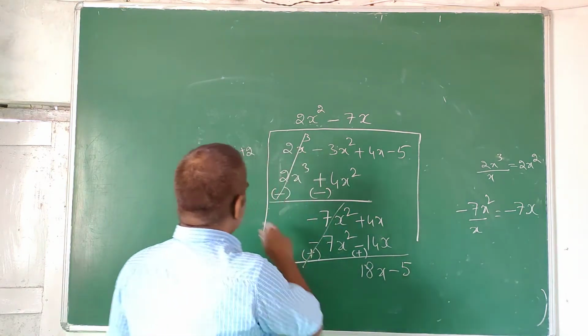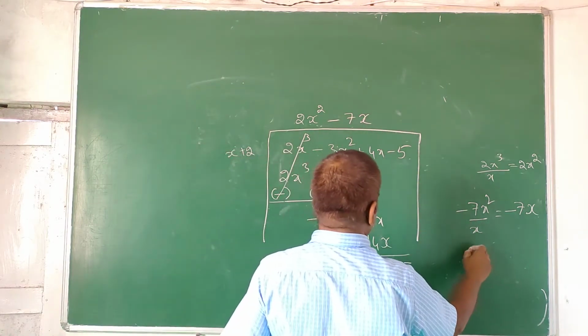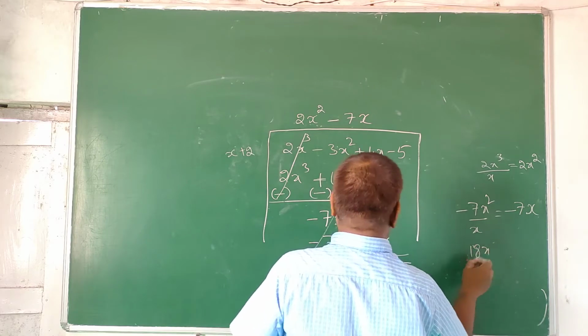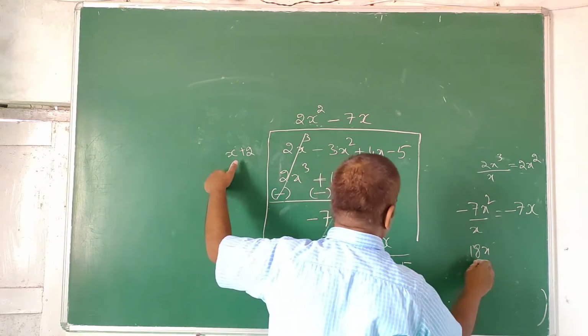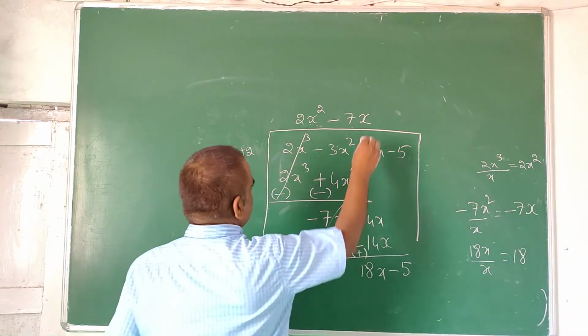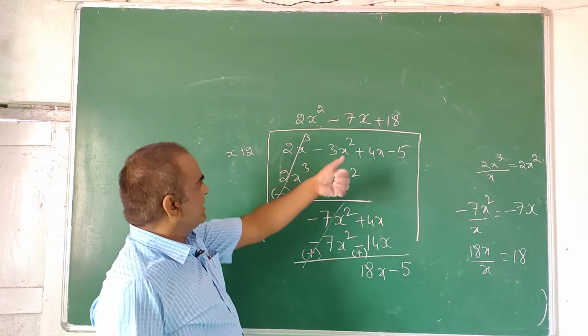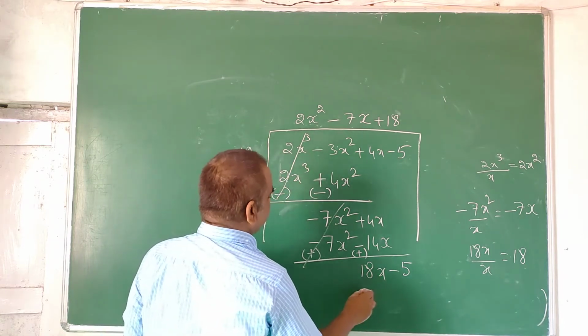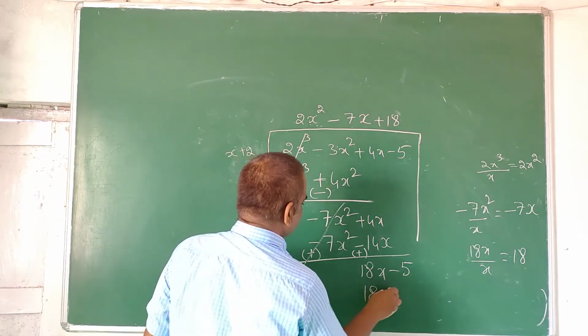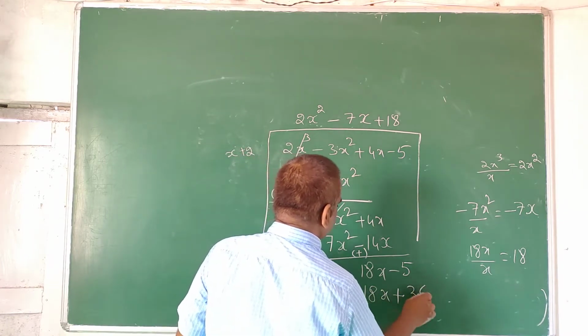Right? Now multiply. Here you go to rough work first. So 18x divided by x, which is 18. So plus 18. Now you multiply. Plus into plus plus, x into 18, 18x. Plus into plus plus, 2 into 18, 36.